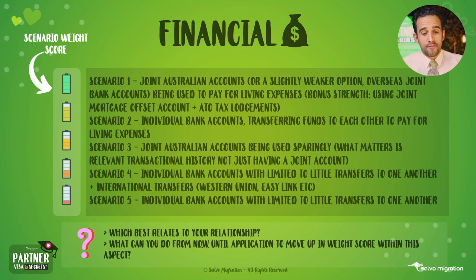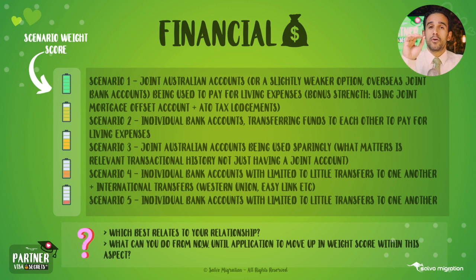So scenario 4 was individual bank accounts with limited to little transfers to one another. So another example is, let's say you're relying on Western Union transfers. So you and your partner are living apart, your partner's overseas, you're here, you don't have Australian joint accounts because they're not here, you don't have overseas joint bank accounts because you're not there, you don't transfer money to your individual bank accounts necessarily because you probably rely on things like Western Union or TransferWise or other currency transfer options to financially support one another.